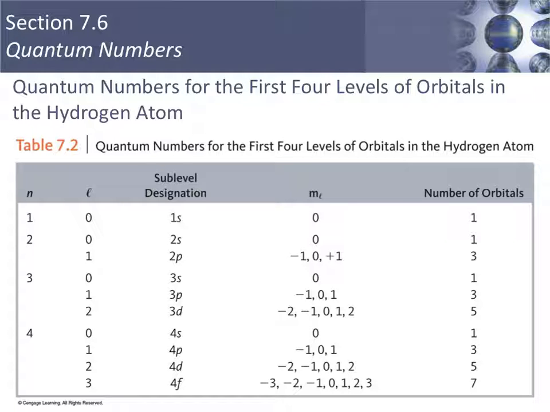So the first sublevel S can have one orbital. The second sublevel, which we called P, can have 3. This would correspond to an L value of 1. D can have 5 orbitals, and F can have 7.